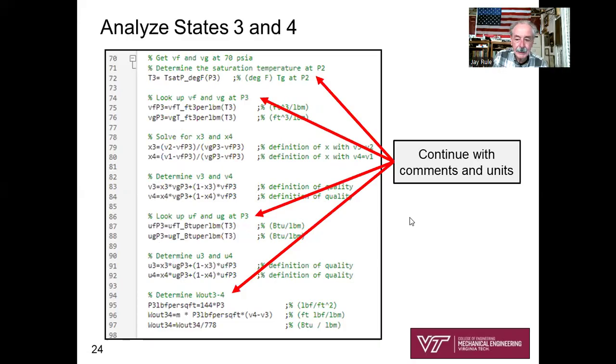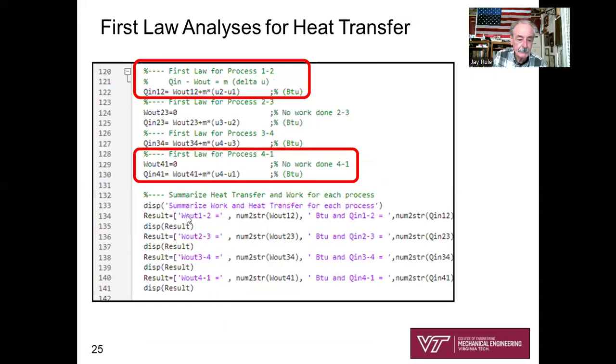I'm thinking as I'm talking. I selected a variable name of UFP3. That would be UF at the pressure P3. I see I didn't do that for U1 and U2, but we'll just say the person coding the MATLAB gets to pick his or her variable names that he wants or she wants. And then I applied the first law repetitively for all four processes and summarized my work.